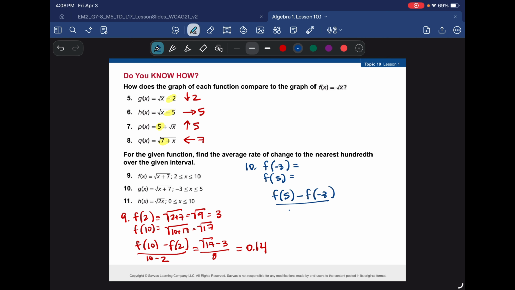Over 5 minus the first input, which is negative 3. So we're subtracting a negative 3, which means we're actually adding. So I'm going to just set it up and let you finish evaluating the function. I should change these to g of x. I always do that. You could evaluate the function g of x and then calculate the rate of change. Okay, so your turn to practice.